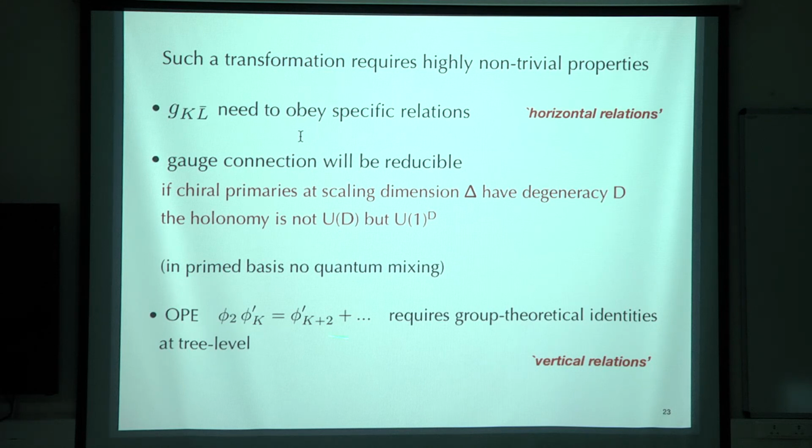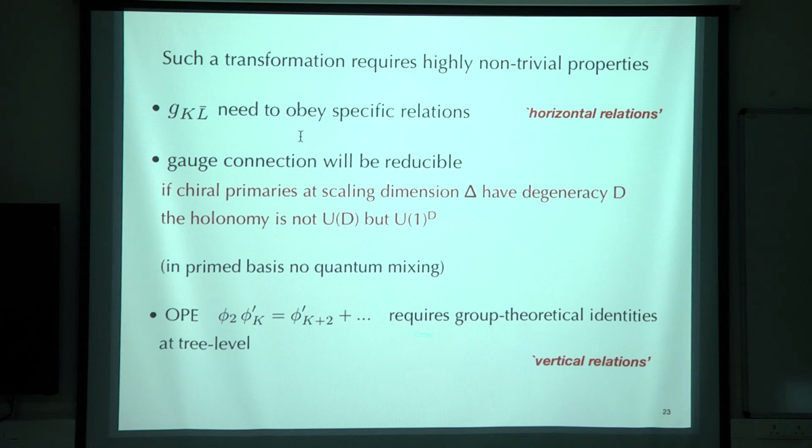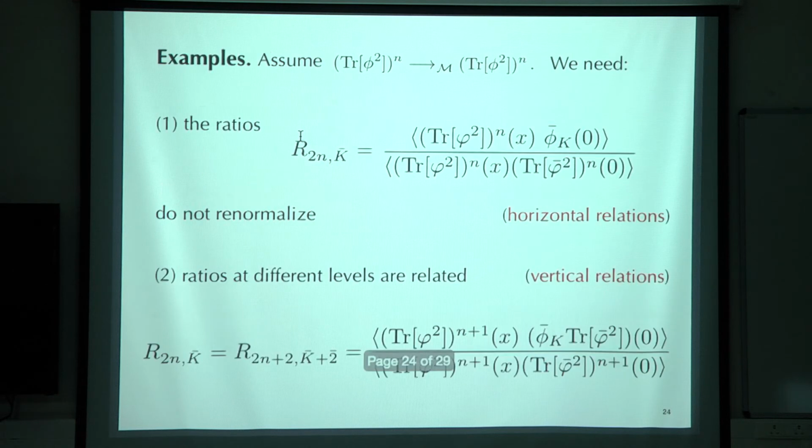So also this OPE here, because everything is at tree level, everything is tau and tau bar independent, this implies, requires group theoretical identities all exactly at tree level. So there are some mathematical identities about group theory quantities here that are required for this. I will call these vertical relations. So let me give an example of this, how they look like.